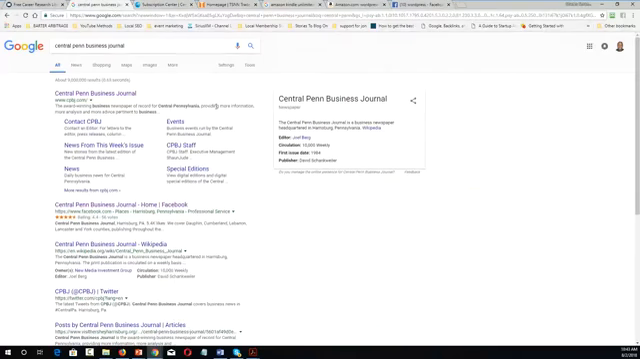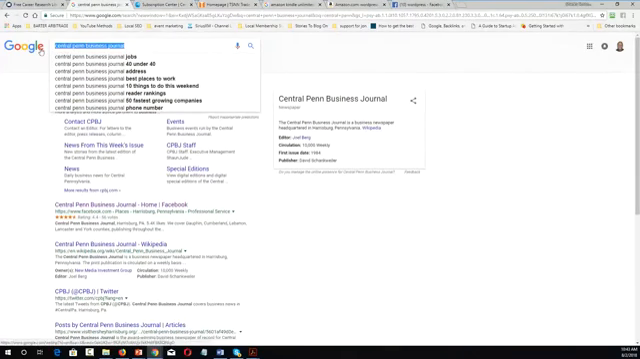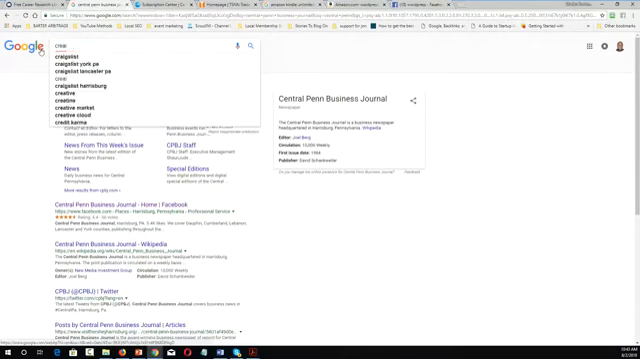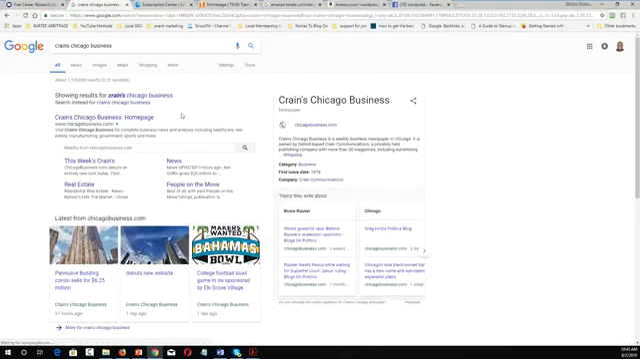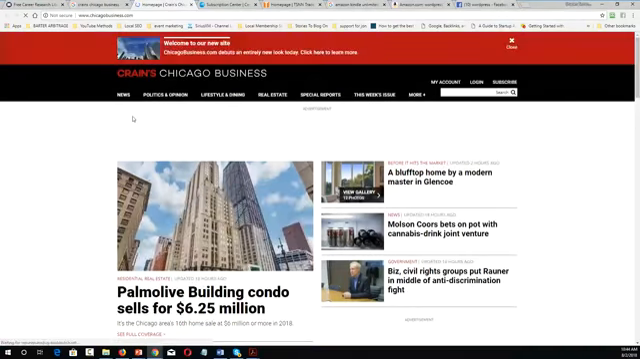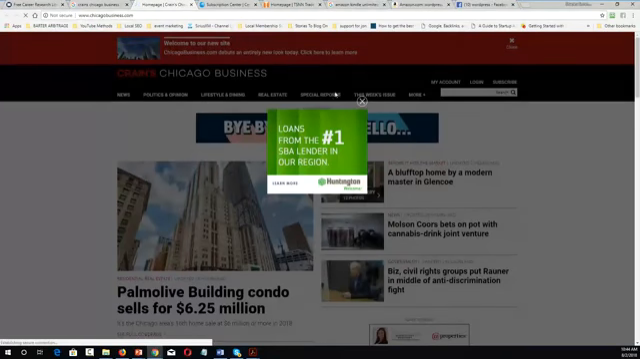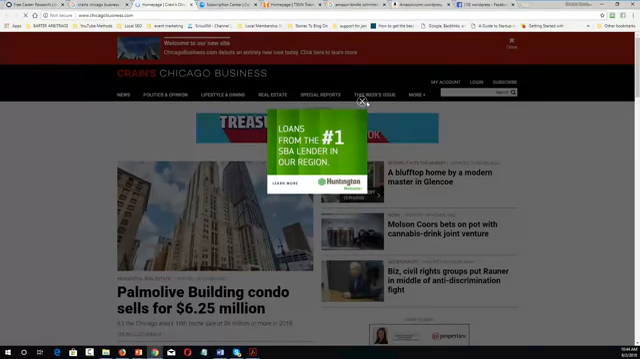For example, if you were in Chicago, you could do something like Crain's Chicago Business. I would encourage you, if you're going to be looking in your local area and working with business people, to look at Crain's Chicago Business. Not necessarily Crain's, but a trade publication like this. And Crain's is really all over the United States.